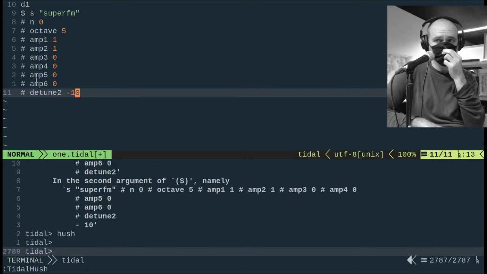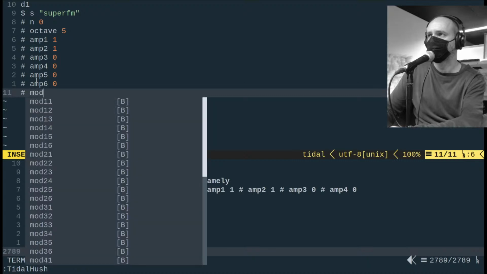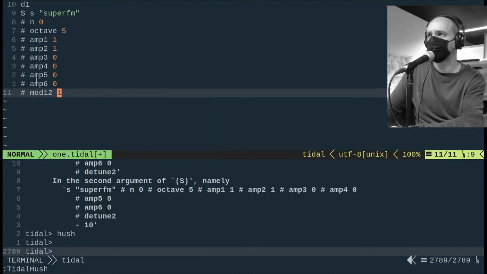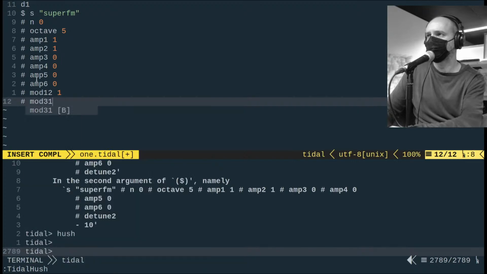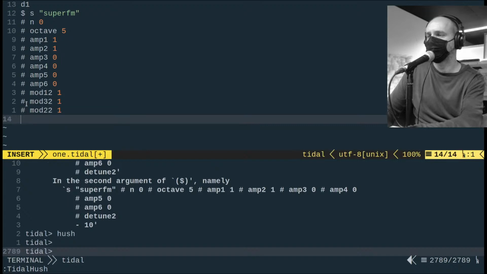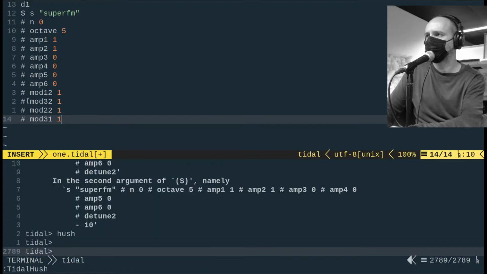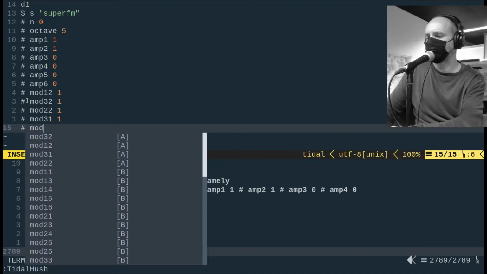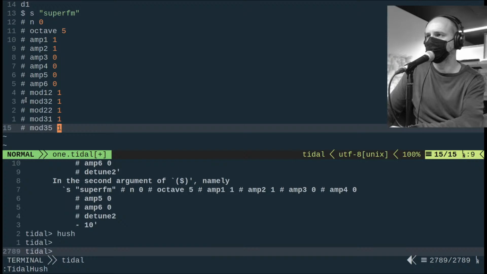Oh, well, actually, you can use modulation. So I can have a modulator number 2 modulating number 1, modulator number 2 modulating number 3, then modulating number 2, modulating itself, modulating number 3, modulating number 1, modulating number 2 with 5, and just, I don't know, play with that.